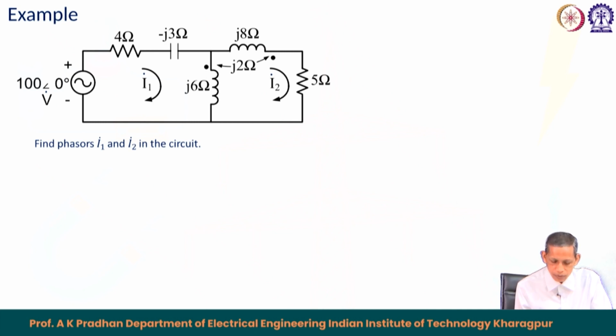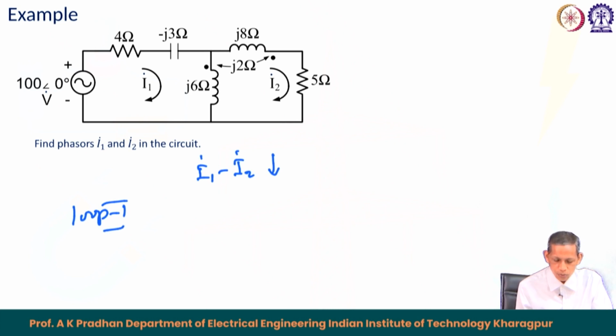In the j6 ohm, the current flowing is I1 minus I2 downward, or I2 minus I1 upward. With that consideration we can take the corresponding plus M value or minus M value, and M here is j2 ohm. So, for the first loop, loop 1, we can write the equation.